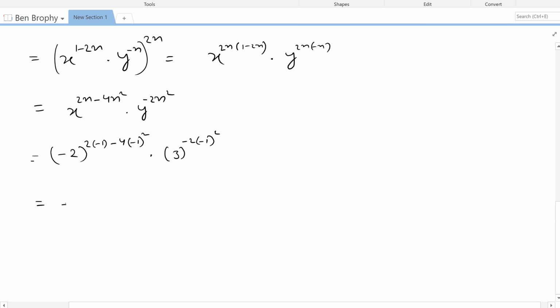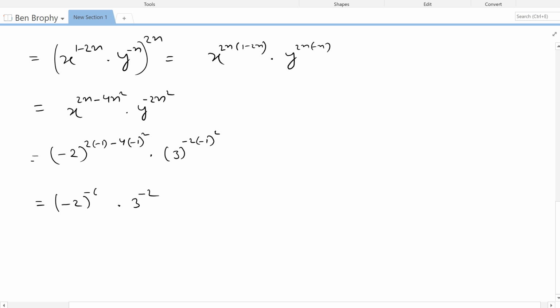So let's do it here. Negative 2 and negative 2 again. And then over there, that's positive 1, minus 4, so negative 6. Good. And times positive 1, negative 2. So 3 to the power of negative 2. Cool.